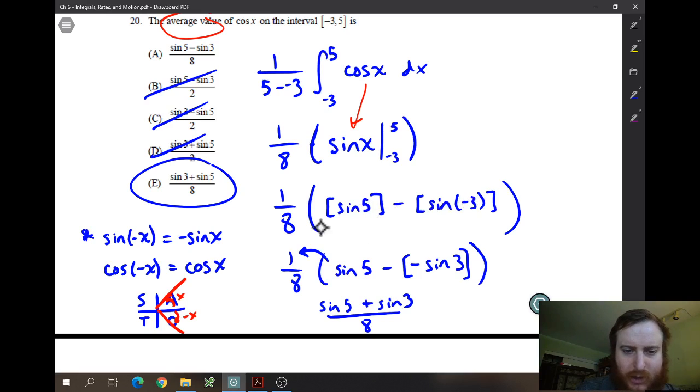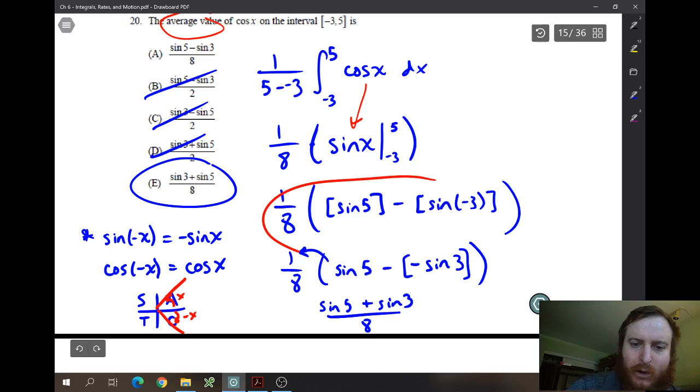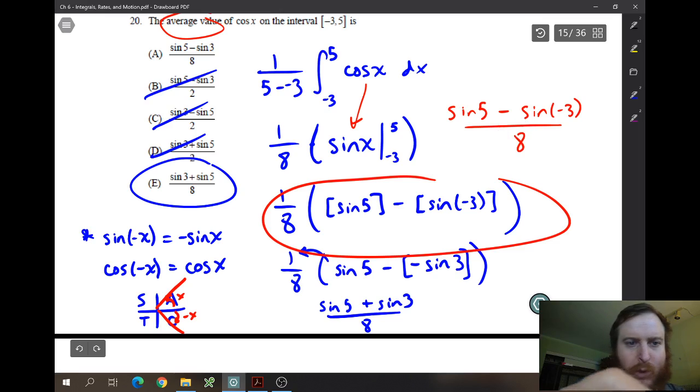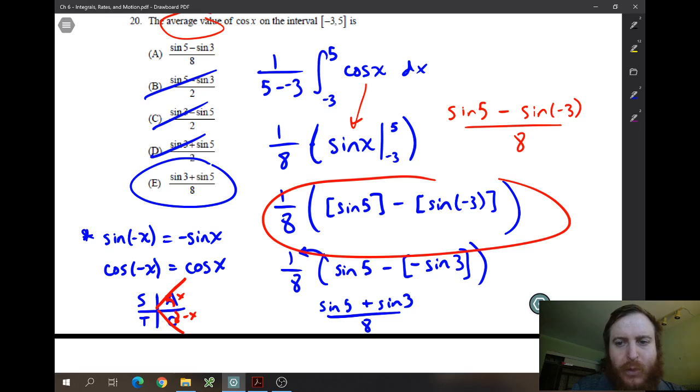So we can bring this to the top, right? But what happens, and this is what's weird, is that if we bring the 1/8 to the top, we would end up with sine of 5 minus sine of negative 3 over 8. And that's the answer we're looking for. When we look at the answers, we can get rid of B, C, and D because they all have a 2. So at least if you're going to guess, guess between A and E. But they both have positive 3 here, and that's kind of confusing.